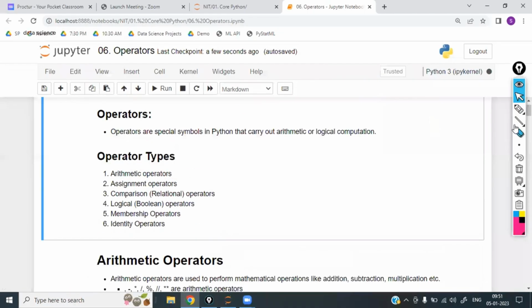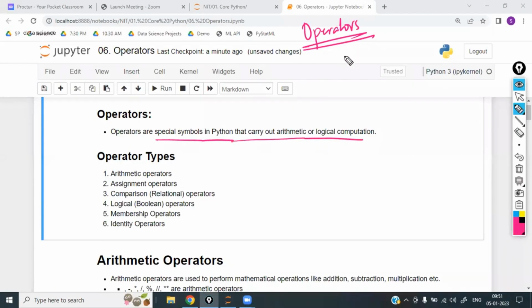Okay, done. So now in Python we have different types of operators. Operators are nothing but special symbols within Python that carry out some kind of operation. So operators are nothing but something which performs some kind of operation in Python, doing whatever work was assigned.